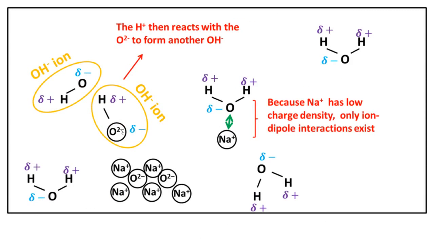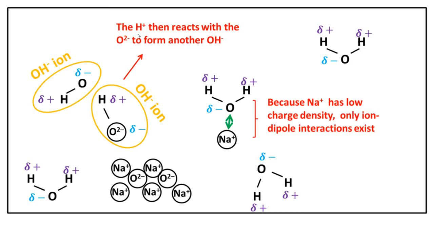As you can see in the diagram, this is a sodium oxide compound, and when it gets dissolved in water, it dissociates into sodium positive ions and oxide ions. The sodium ion has relatively low charge density, so only ion-dipole interaction exists between the sodium cation and the water molecule. But on the other hand, the oxide ion has very high charge density due to its small size, so it breaks the water molecule.